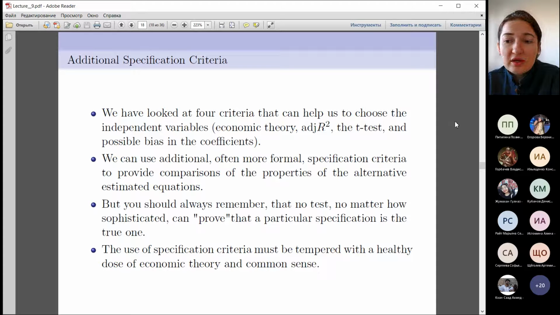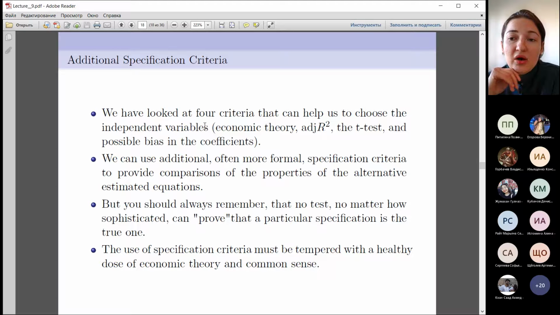And now let's talk about the additional specification criteria. Let's continue our discussion. Of course, we have looked at four criteria that can help you to choose the independent variables. Let's recall them again: economic theory, adjusted R-squared, the t-test of the coefficients of your variables, and of course, possible bias in the coefficients when you include or exclude some variables. This also could be a good signal for you.